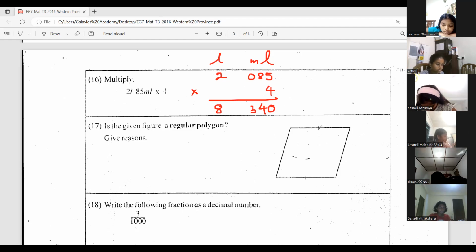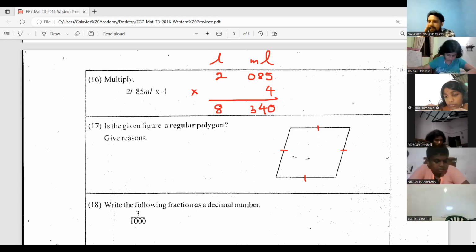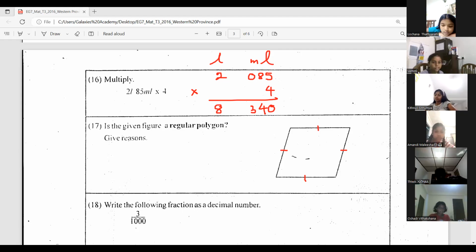Now look at the sides. You can see the given symbols here, no? These 4 sides are equal. One condition is satisfied, but it is not enough. Also, you have to check interior angles. Look at this one and this one. This one is an acute angle, no? This one is an obtuse angle. You can understand all interior angles are not equal. So what's the reason? Is this regular? Not regular.